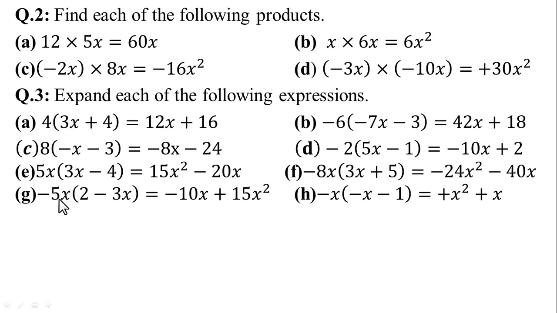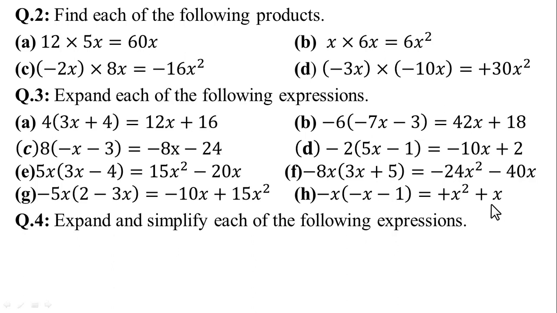In G part, minus 5x into 2 minus 3x. So in this part we have 2 5s are 10 and minus minus plus 5 3s are 15x square. So minus 10x plus 15x square. In H part, minus x into x minus 1. Minus minus plus x multiplied by x is x square and minus minus plus x multiplied by 1 is x. So plus x square plus x.